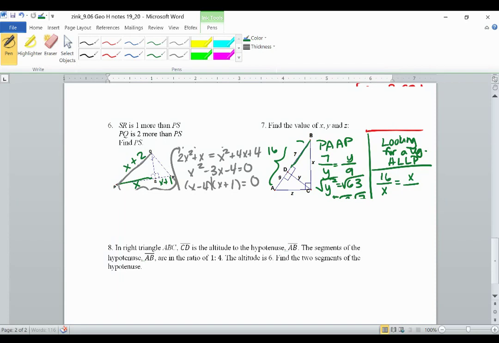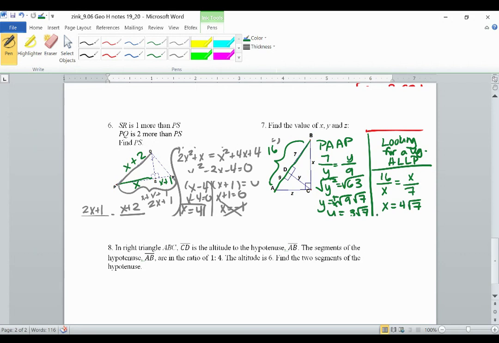So on the big hypotenuse, which side is closer to x? And that would be your 7. So if you cross multiply, put it into simplest radical form. I'll let you guys do that on your own. I'm just going to give you the final answer of 4 rad 7.